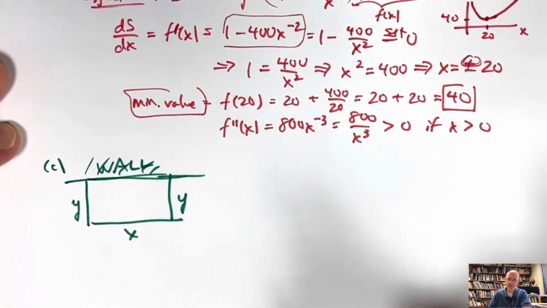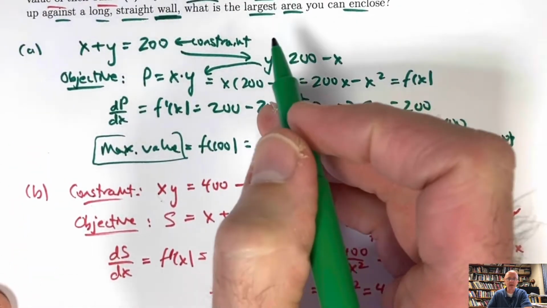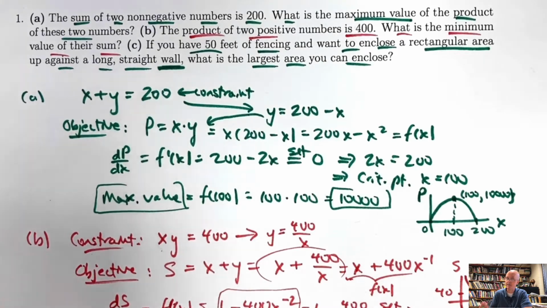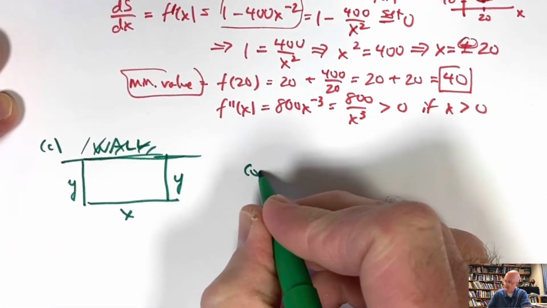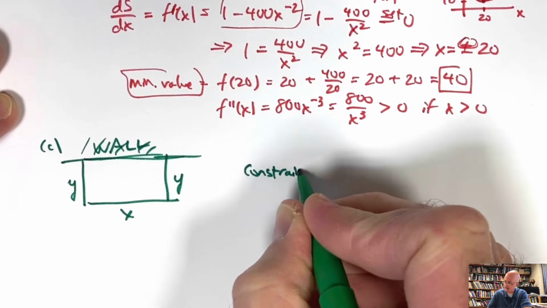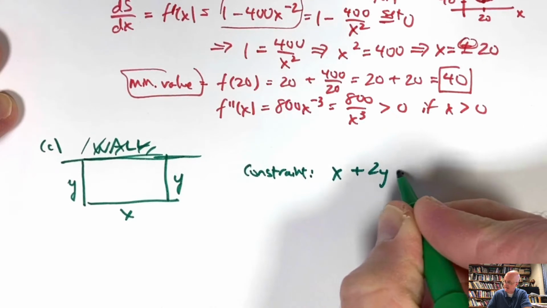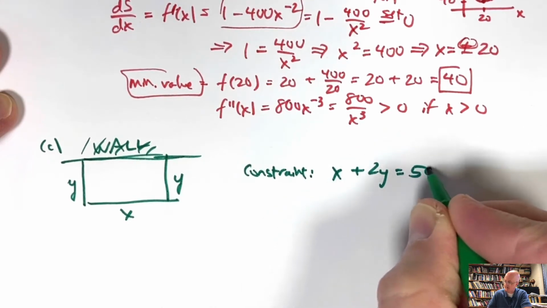And we have 50 feet of fencing total. That's what the problem says. 50 feet of fencing total. That's a constraint. That's a real-life constraint. You have limited fencing. The constraint in this case is the fact that x plus 2y equals 50 in feet.